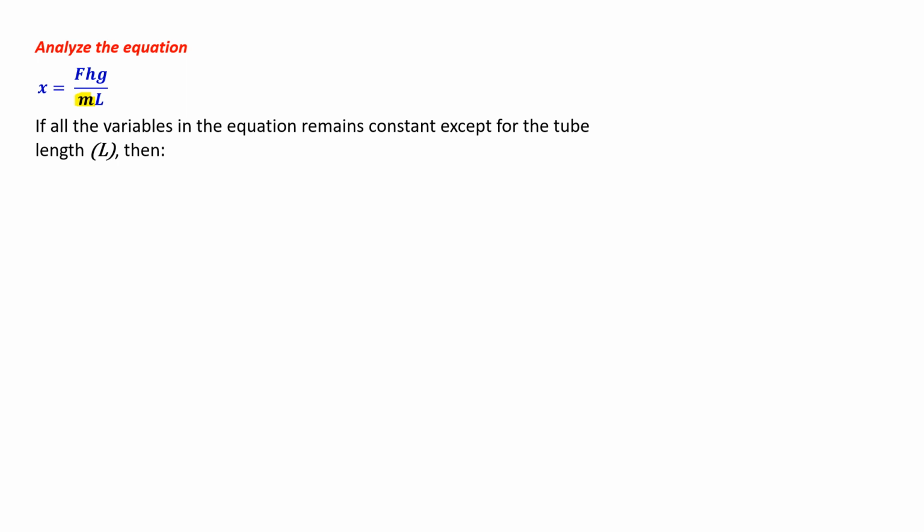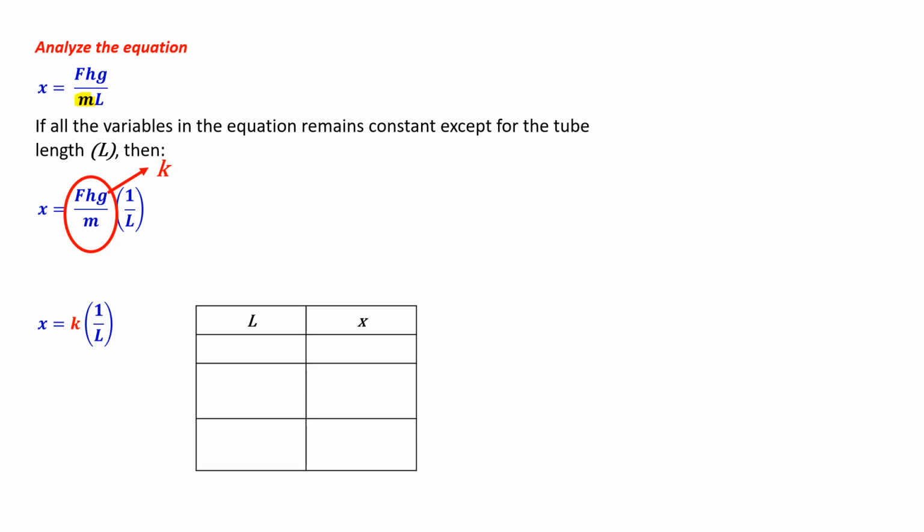If all the variables in the equation remain constant except for the tube length, again, tube length, so this time we have L. We can just replace all the other variables with K, creating this kind of equation: x is K times 1 over L. So our independent variable is L. If we change L into 1, x is equivalent to K. If L is 2, our value for x is K over 2, so we're dividing it by 2. If it's 3, you divide it by 3.